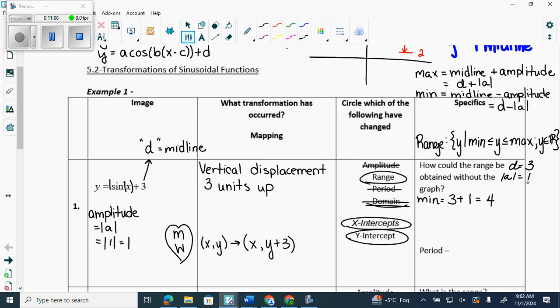Correct? So I have a midline at 3. I have an amplitude of 1. That gets me to 4. We agree? I have a midline of 3. I have an amplitude of 1. Where does it get me to minimum? 2. Oh, I wrote the max. Your eyeballs were telling me something was wrong. You can either fix that or you can write max. Oops. Min is 3 minus 1, which is 2. So when I go do my range, I'm going to do y such that 2 is less than or equal to y is less than or equal to 4.